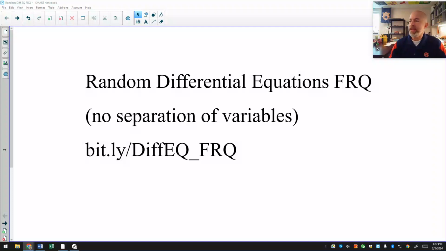We are going to look at a differential equations free response question, and this is an AP Calculus style question, but it's not a true AP Calculus exam problem. It came from a third-party book, and I can't remember the source of the problem.